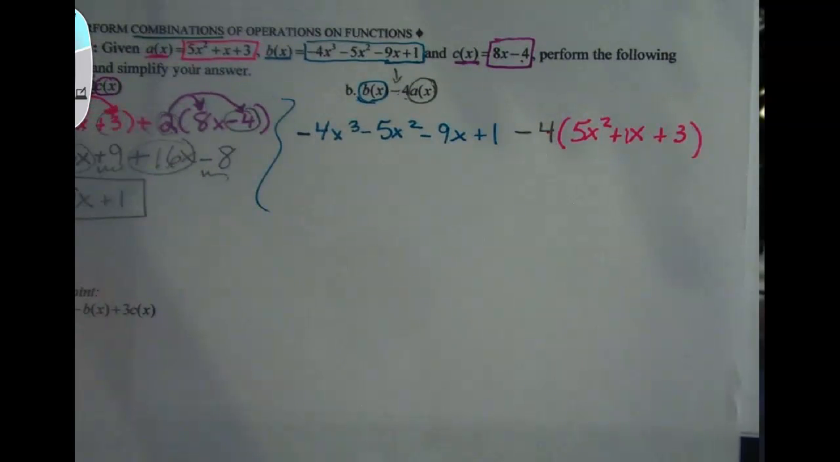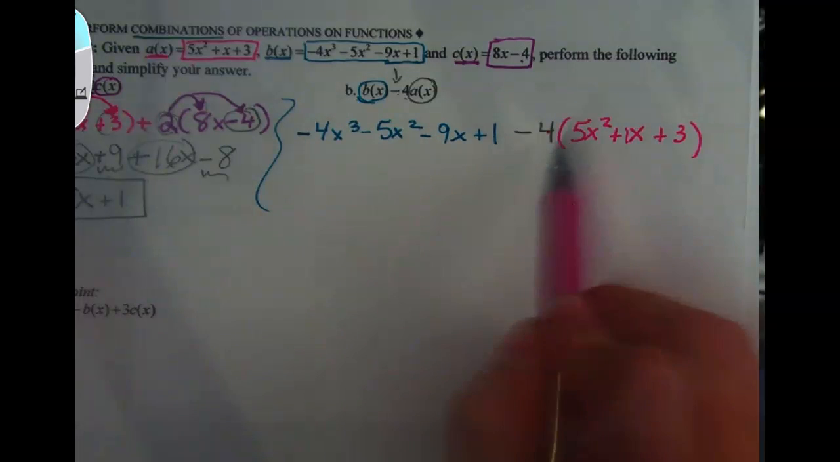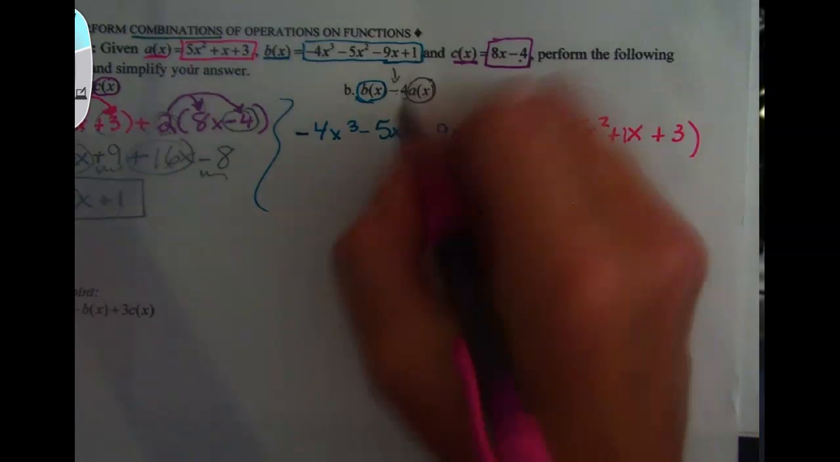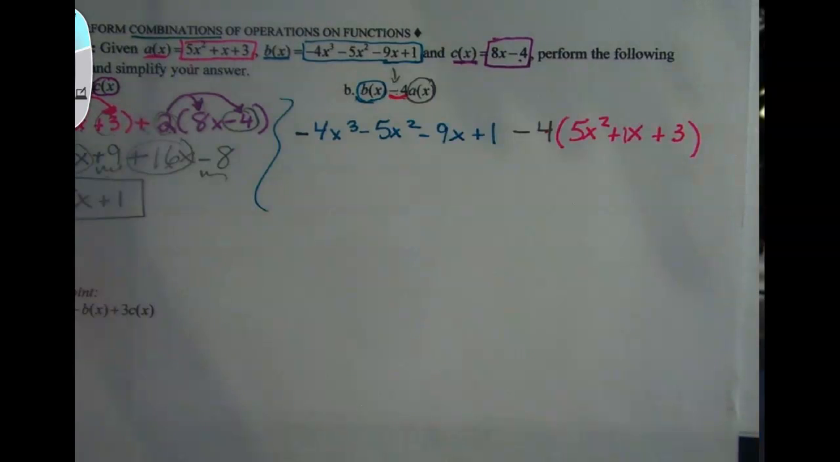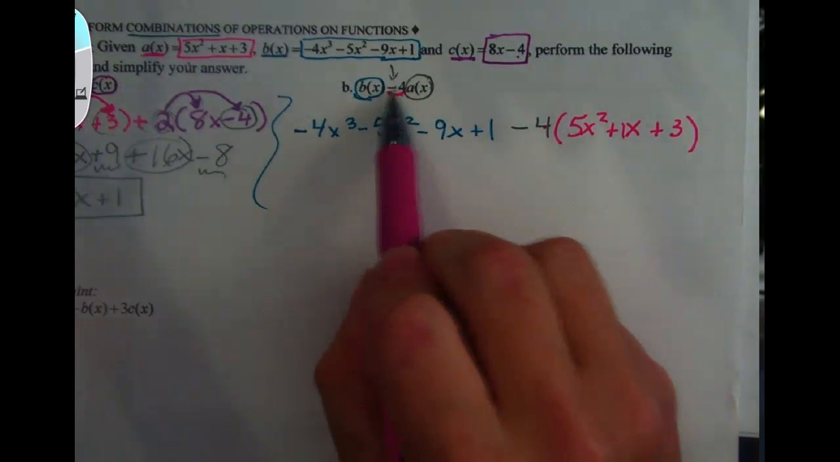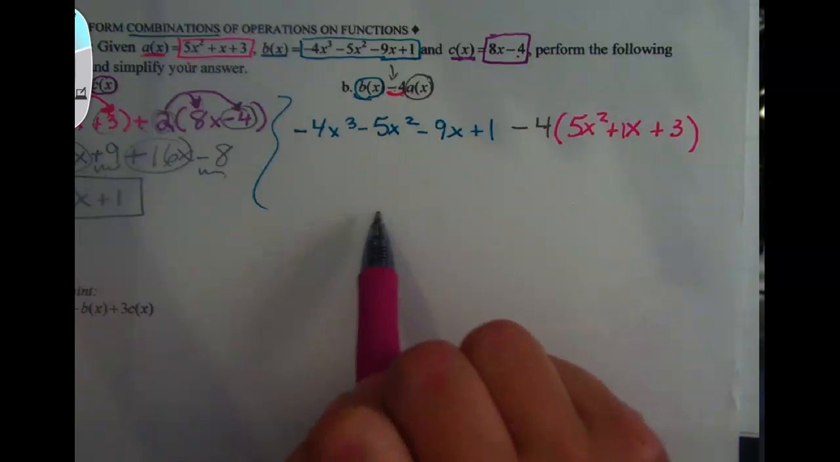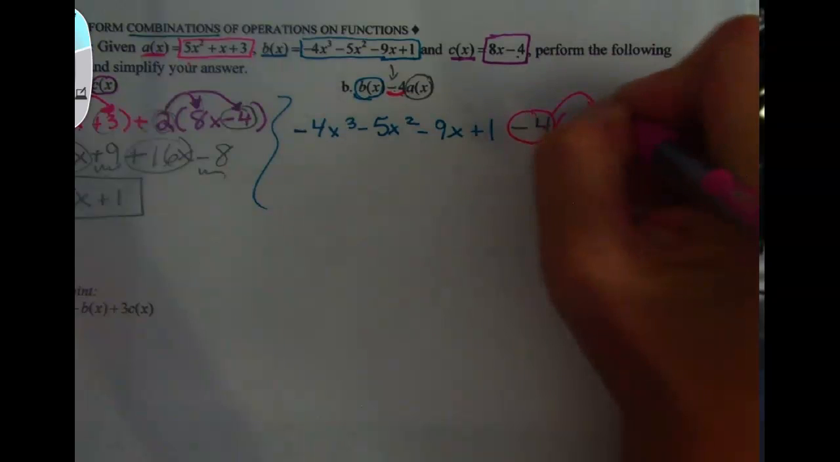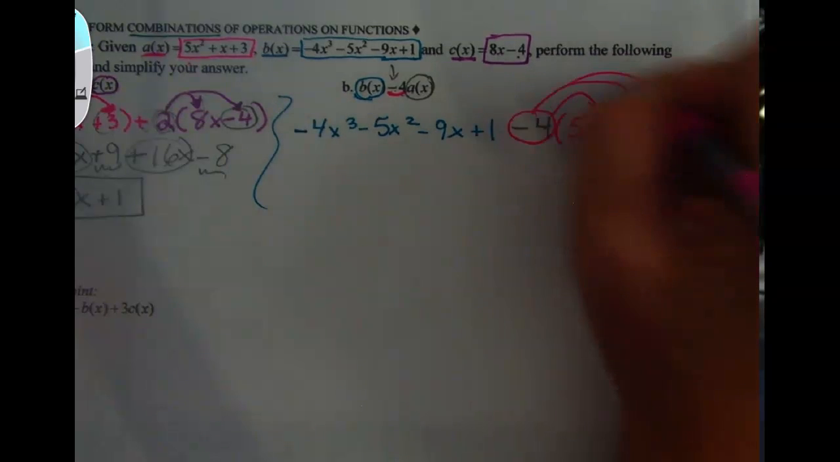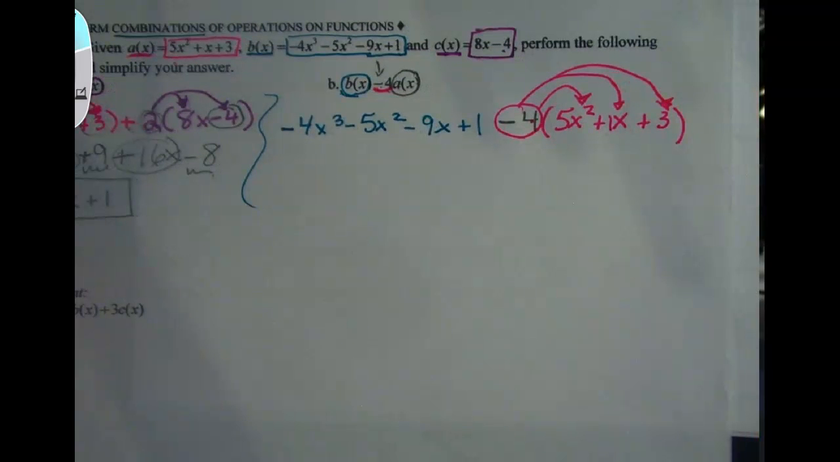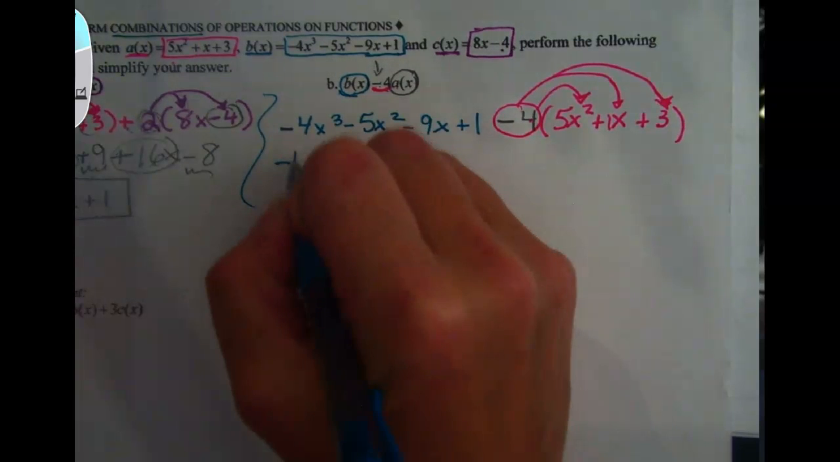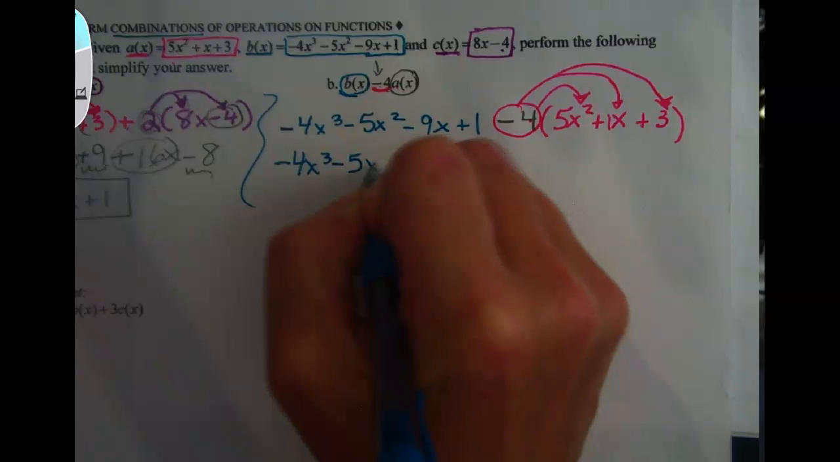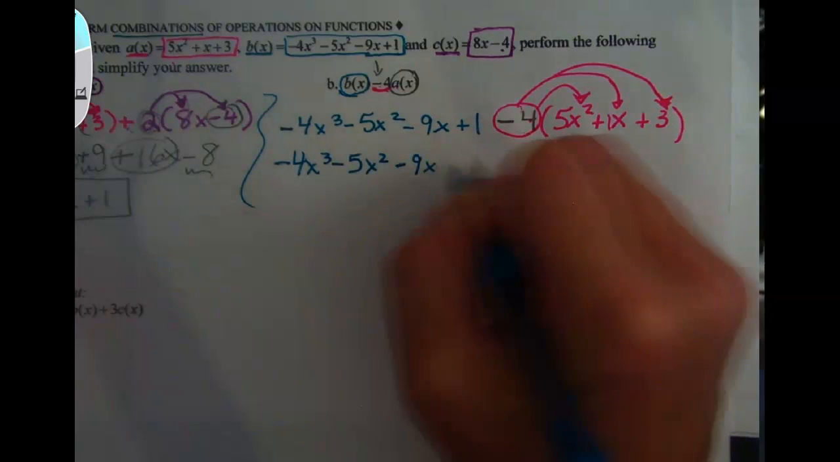So the next part I'm going to have to tackle is the distributive property on this second portion. Because there's a minus sign in here, it can go two ways. We can say minus 4 or negative 4. It's really like a negative 4 times this whole entire thing. So we're going to use it that way. We're going to distribute this negative 4 to everything inside that second function. We're not doing anything with these parts yet, so I'm going to drop them down. Negative 4x to the third minus 5x squared minus 9x plus 1.